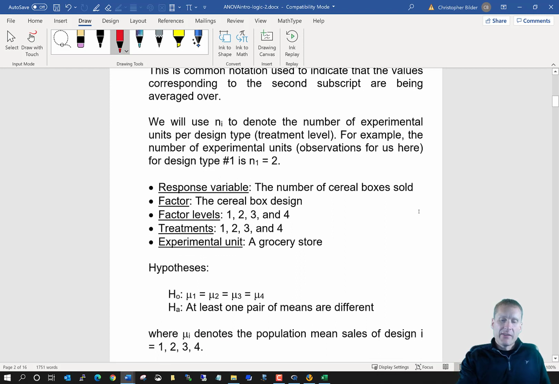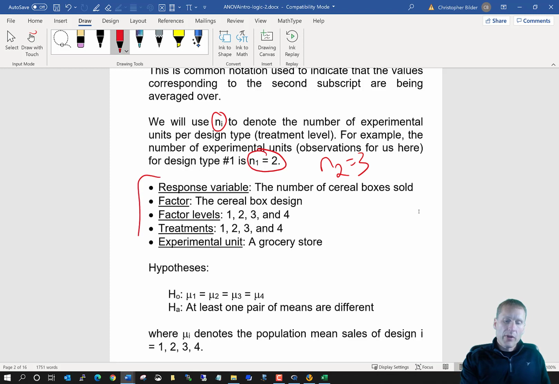We're going to let n sub i denote the number of experimental units per design type. So for example, for that first design type, we only had 2 stores. n sub 2 was 3 because we observed information from 3 different stores.